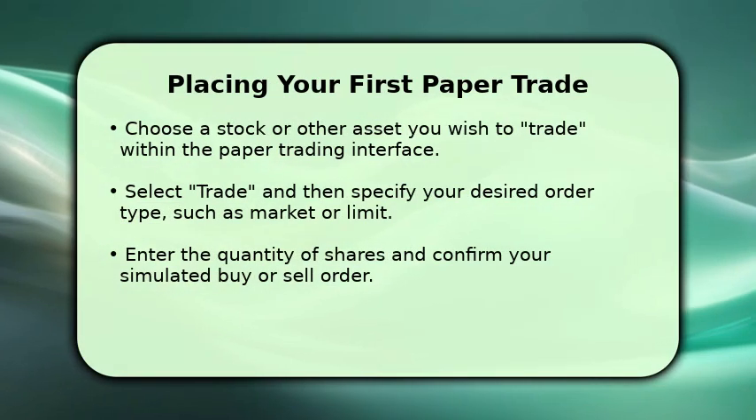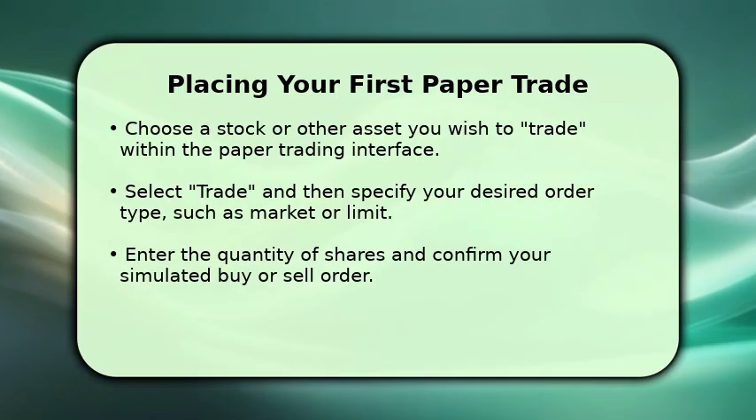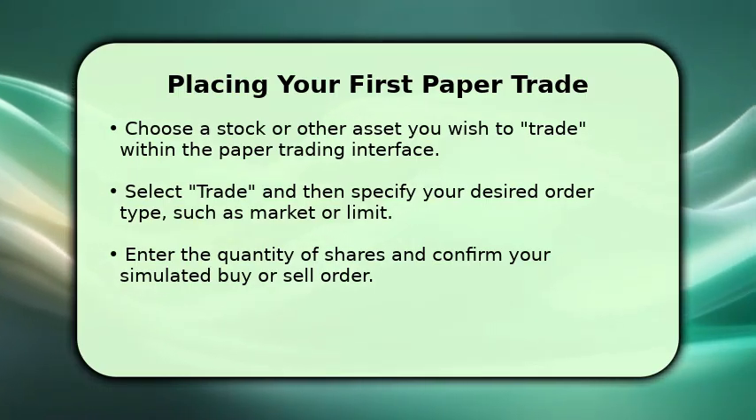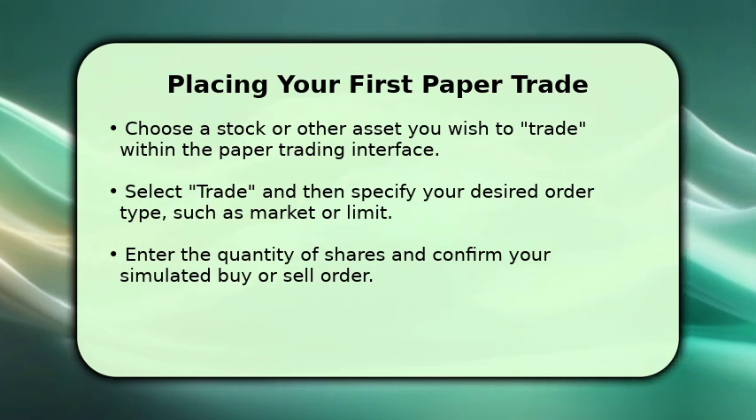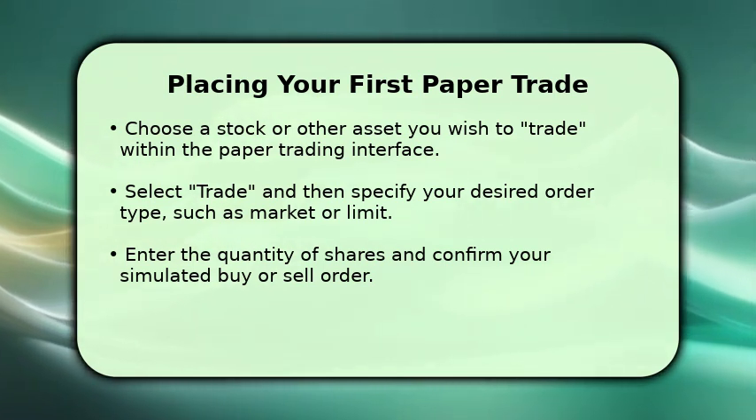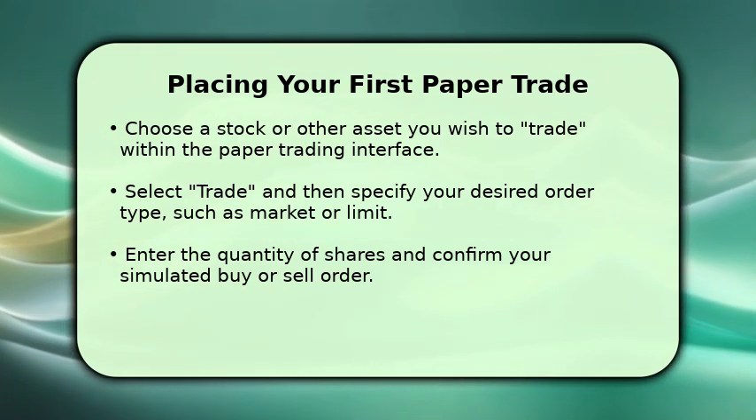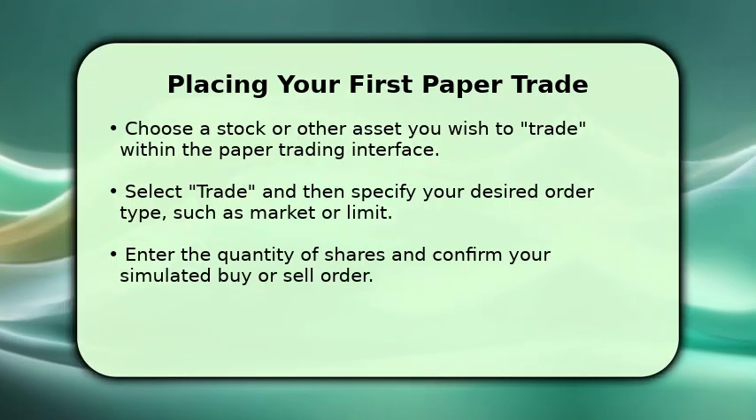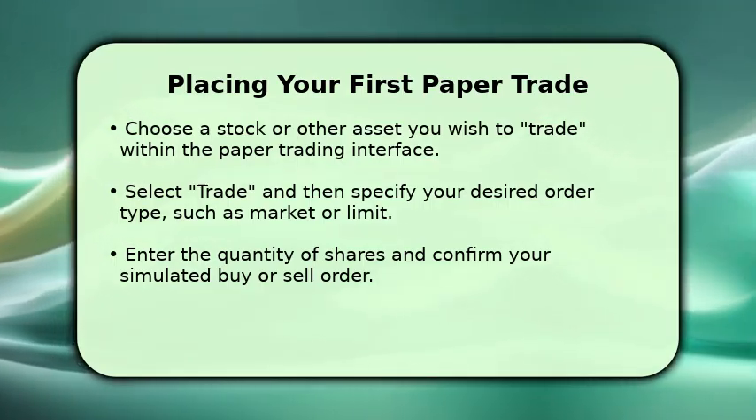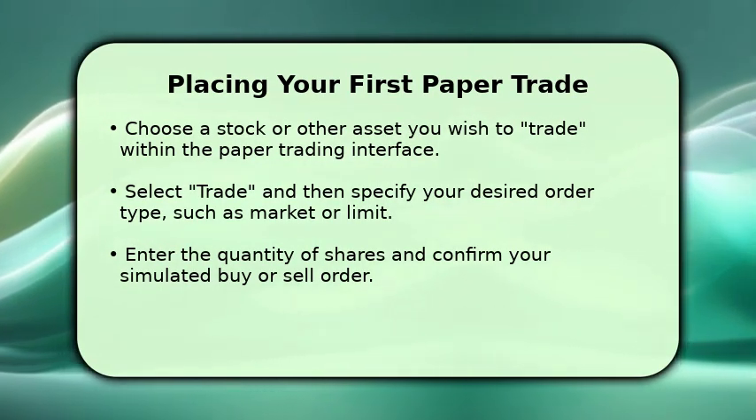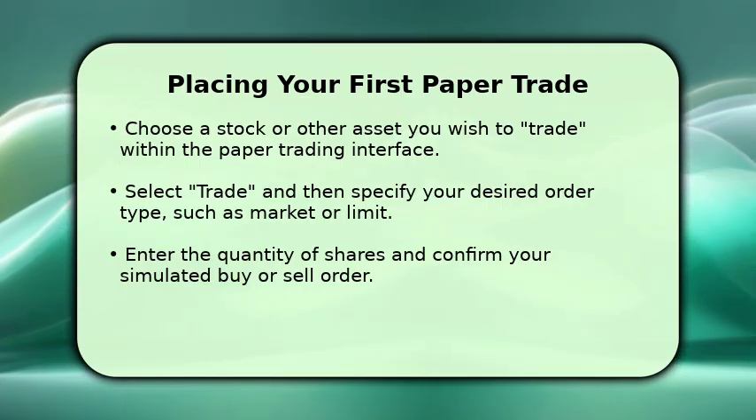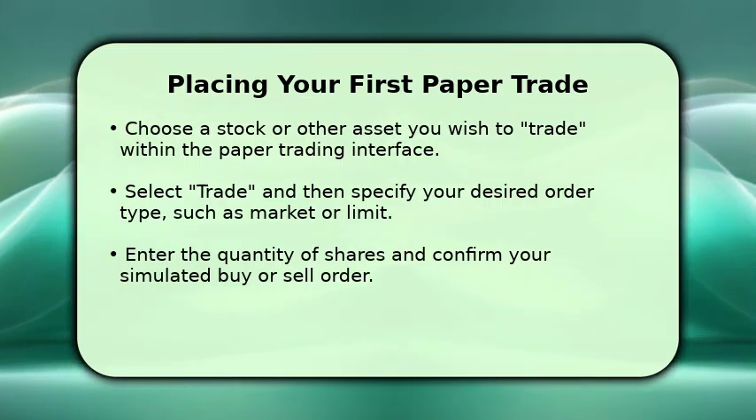Now let's place your first paper trade. Navigate to the asset you wish to practice with, perhaps a well-known stock. Tap Trade, then choose your preferred order type, like a market order for immediate execution or a limit order to set a specific price. Enter the number of shares you want to buy or sell, and then confirm your simulated transaction. It is just like real trading, but without the financial risk.